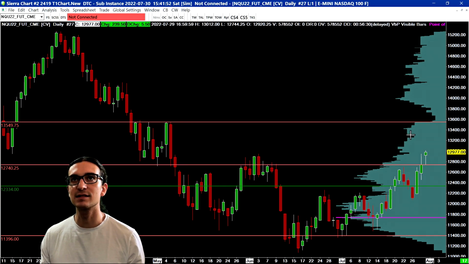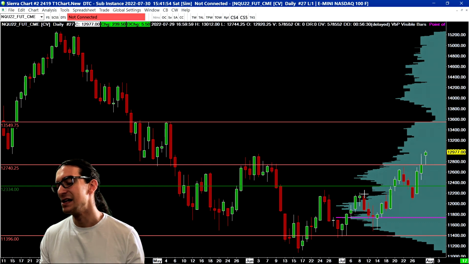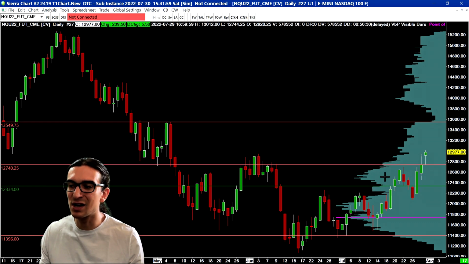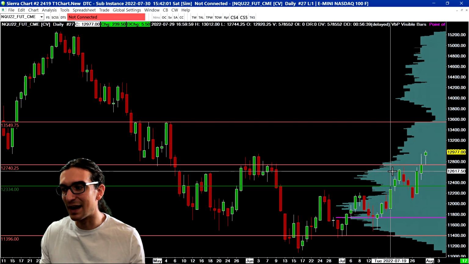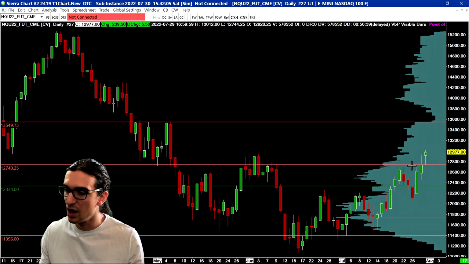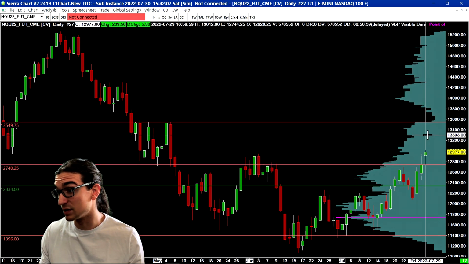But if you also just glance at the profile, the taper of that profile, it really doesn't give us much information. So what this chart tells me here is that there's not really much resistance for the Nasdaq in this area, starting from where I had the supply zone up until above these 13,000s.